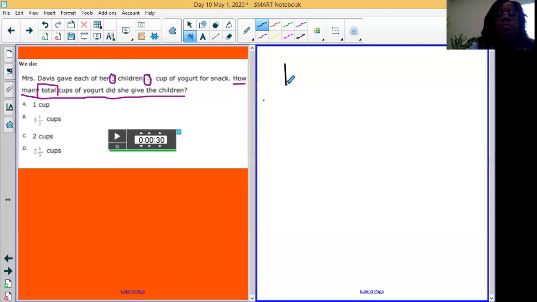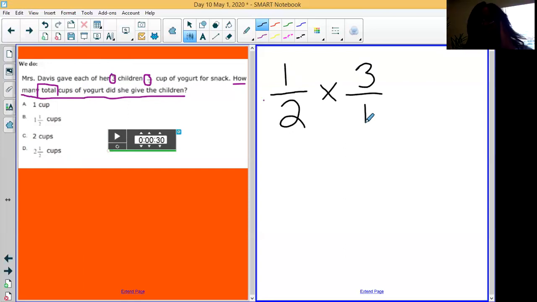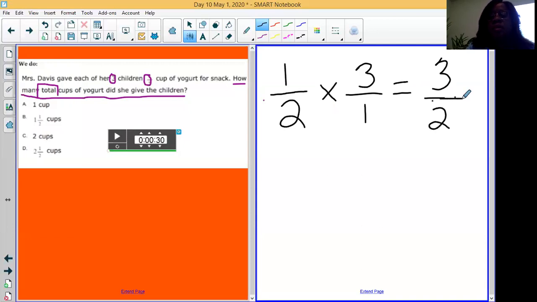Okay, you should have written 1/2 times 3 over 1. And again, we multiply numerator times numerator. 1 times 3 equals 3. 2 times 1 equals 2. Now let's look at our answer. Again, we have an improper fraction because our numerator of 3 is greater than our denominator of 2, which tells me that my answer when I reduce this is going to be greater than 1 whole.